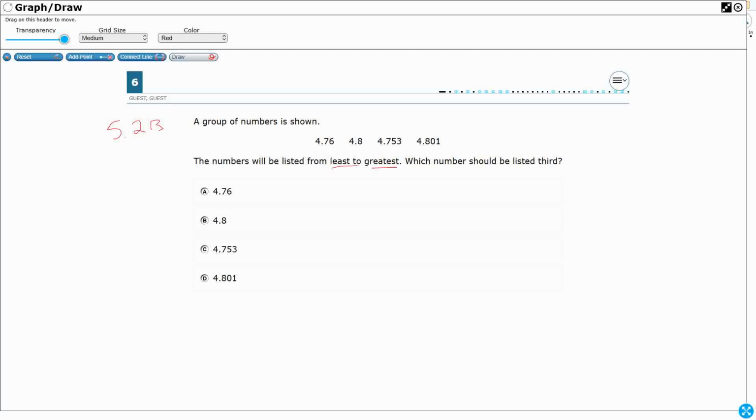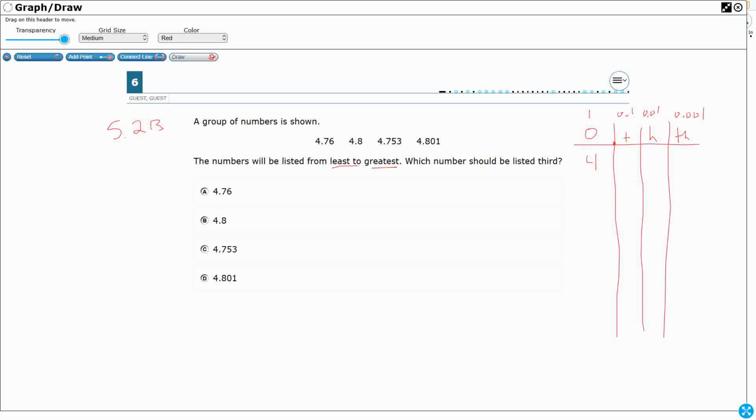Okay, so I'm going to draw a place value chart. So I've got my ones. Okay, and so I'm just going to put the value there. I've got my tenths. And I've got my hundredths, 0.01, and I've got my thousandths, 0.001. All right, so let's put them in here.